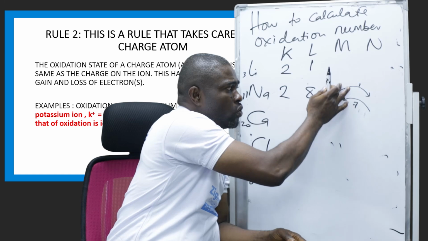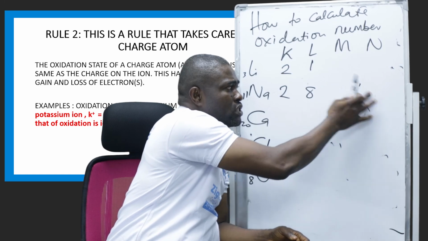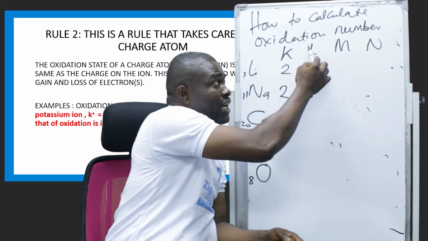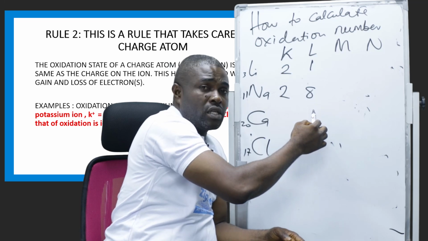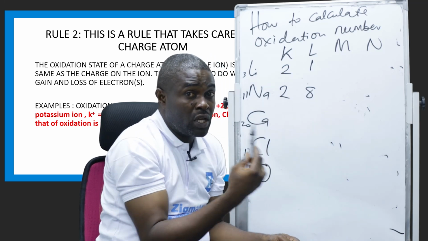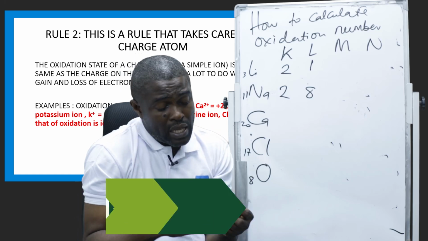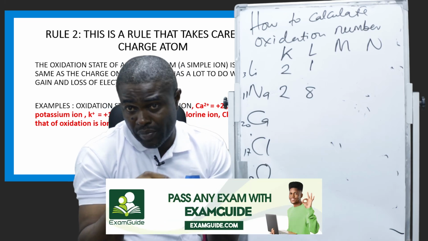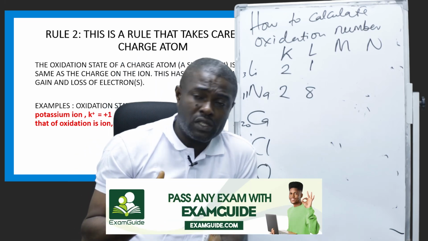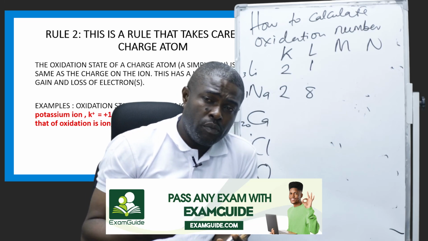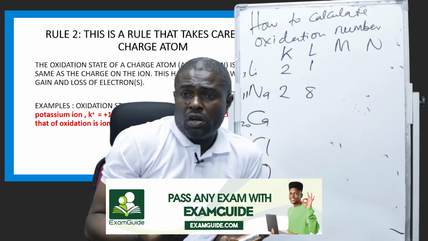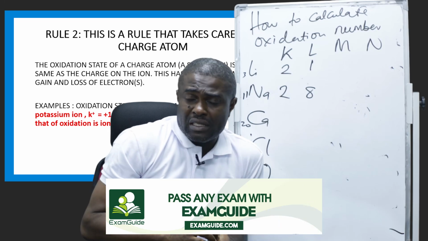And when it loses this one, the next shell is now complete. That is the essence of that loss or gain of electron. Elements do that in order to attain these 2 states of stability. You should be aware of this. Most elements that have already gotten to that level don't bother reacting.